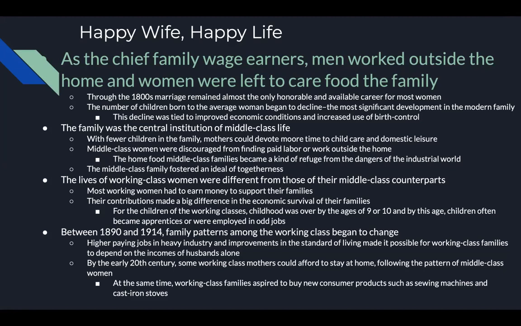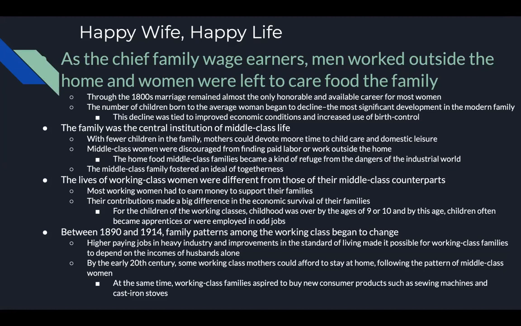The lives of working class women were different from those of their middle class counterparts. Most working women had to earn money to support their families. Their contributions made a big difference in the economic survival of their families. For the children of the working classes, childhood was over by the age of 9 or 10. And by this age, children often became apprentices or were employed in odd jobs.